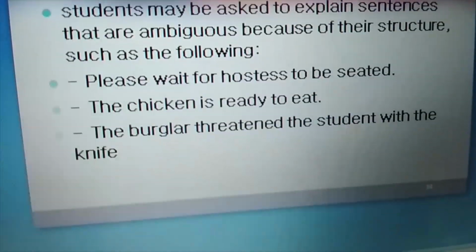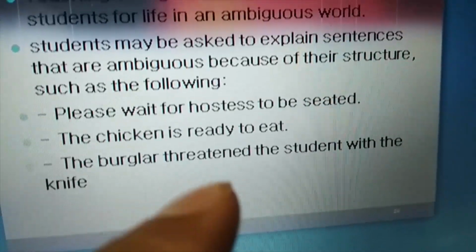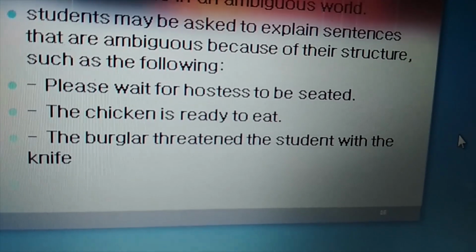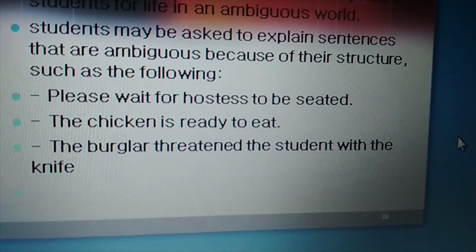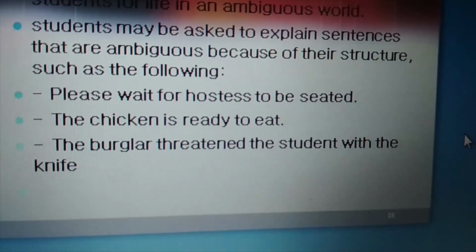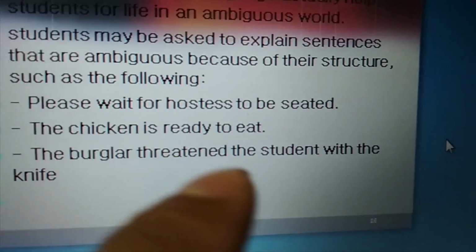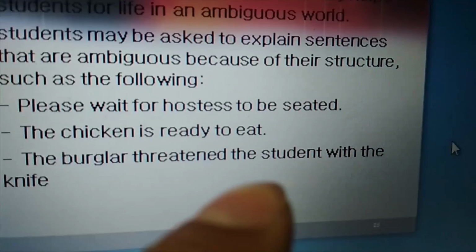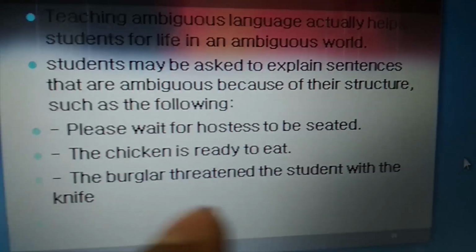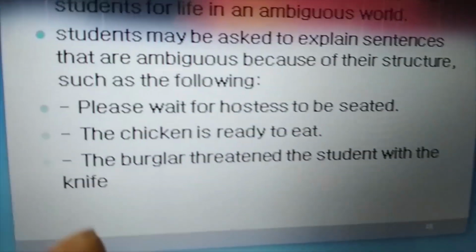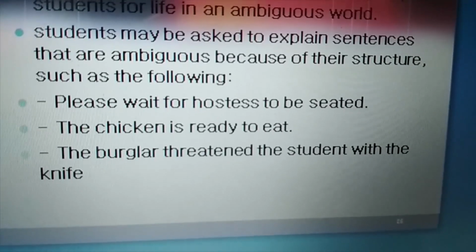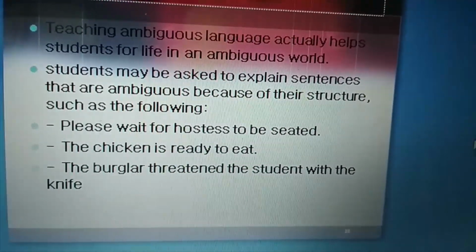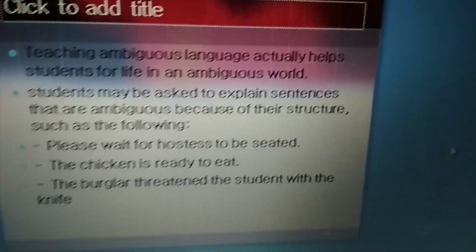And the third is the burglar threatened the students with the knife. This also ambiguous, yeah. There are two meanings here. The burglar threatened the student with the knife. Mengancam siswa menggunakan pisau, atau siswa yang diancam itu memegang pisau. Jadi seperti itu artinya, ada dua, ya. Jadi ini, this is that are kind of example of ambiguous language.